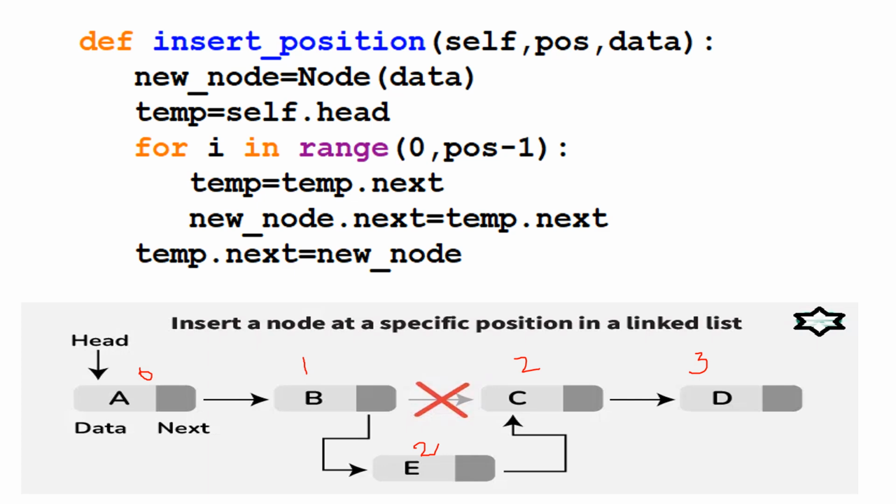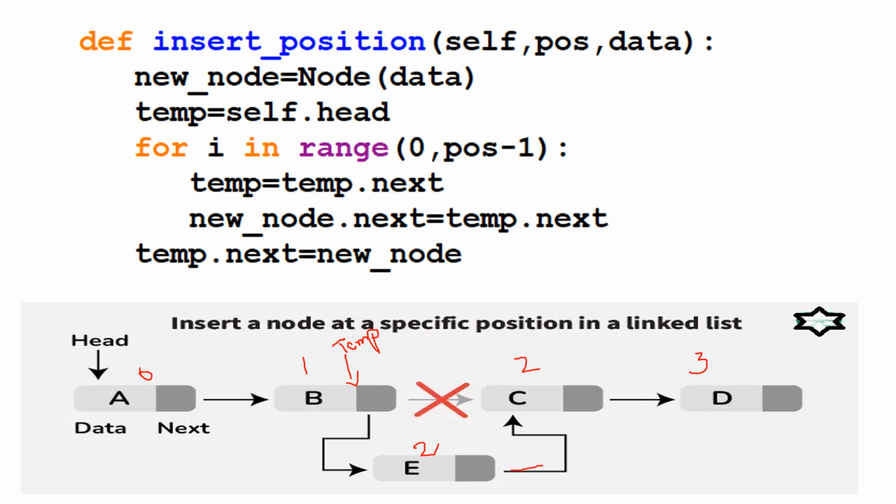Now temp is equivalent to temp next. You can reach up to the previous node of the memory location. The new node next is equivalent to temp next. First of all, you need to connect this new node's next to the temp next. Now the temp is here, right? You can reach up to position -1. Now temp is here. What is temp next? C. So first of all, you need to connect E with temp next. The node E next is temp next. The new node next is equivalent to temp next.